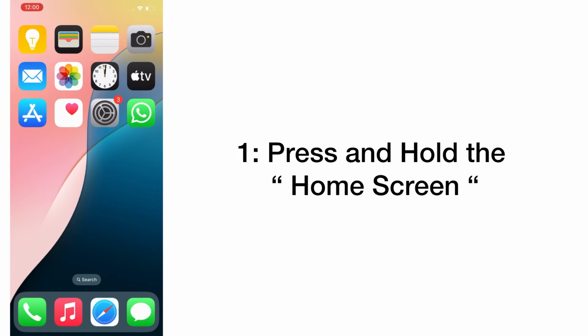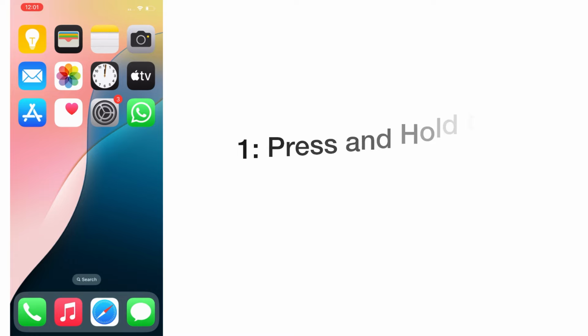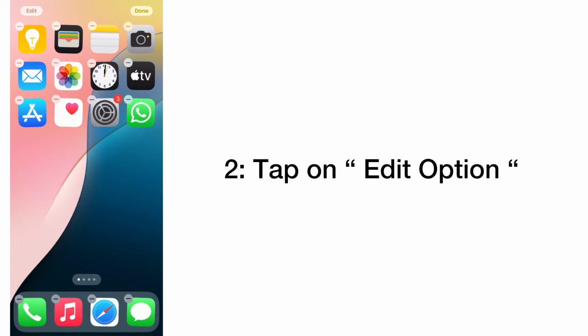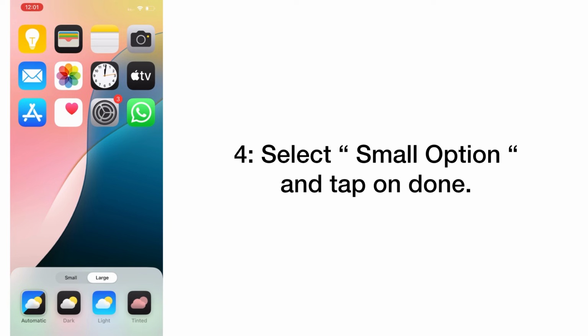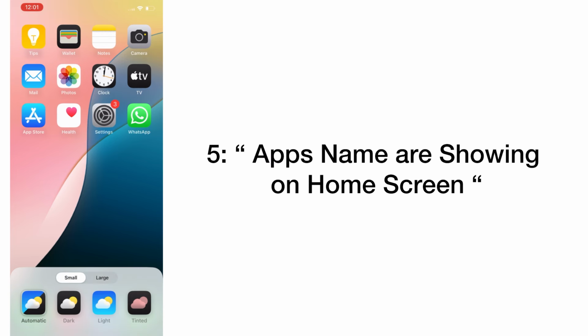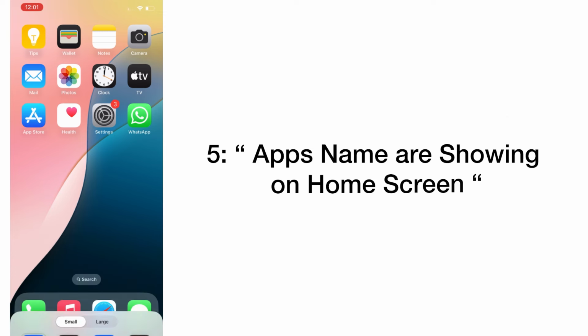Solution 1. Press and hold the home screen. Tap on the Edit option. Then click on the Customize option. Select the Small option and tap on Done. App names are showing on the home screen.